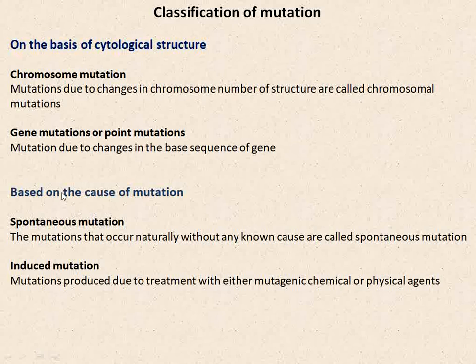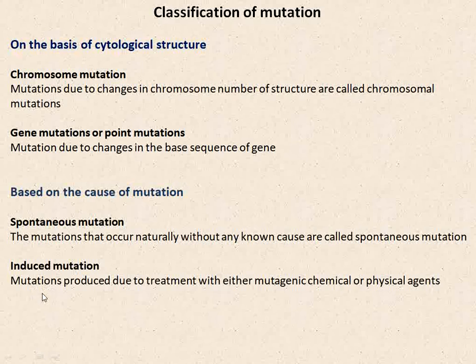Second, we have classified mutation on the basis of their origin, how they originate in nature. On this basis, we have classified mutation into two different groups. One is called spontaneous mutation, and the second is called induced mutation. Spontaneous mutations occur naturally without any known cause. These are the mutations which occur within nature in any type of gene, randomly, without any known cause. All such mutations we call spontaneous mutation, but their rate of mutation is very slow in nature. Second is called induced mutation.